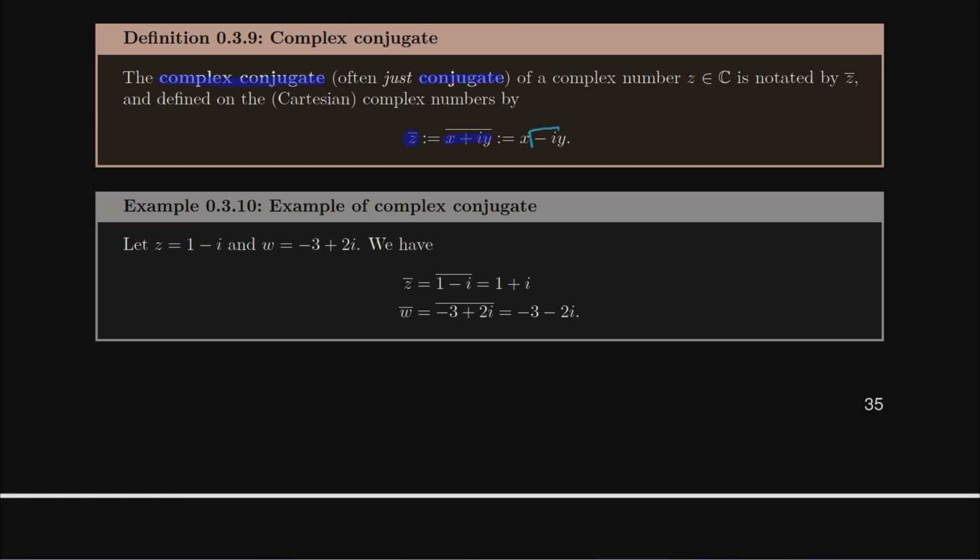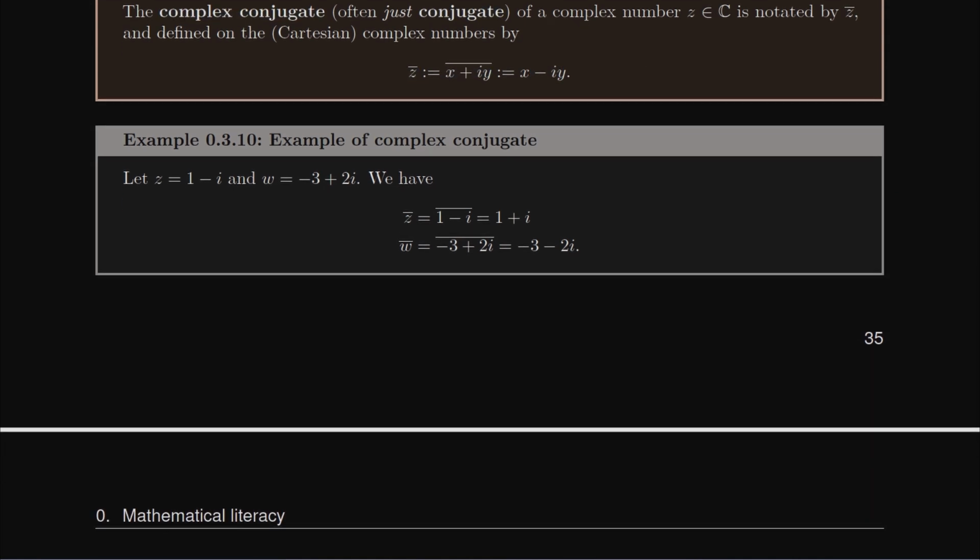And it consists of taking every i and just putting it negative. So replace each i with minus i. And that's all the conjugate does. We're just going to find all of the i's and replace them with minus i. We'll look at an example.